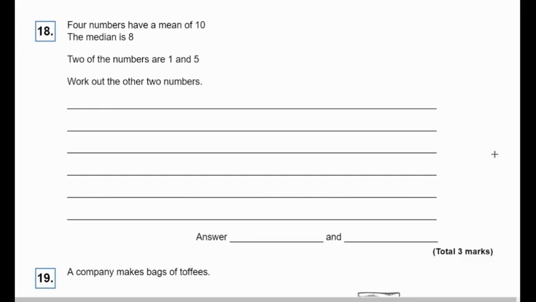So, welcome back to the fourth part of going through our revision for higher GCSE Paper 2, AQA, all that good stuff.